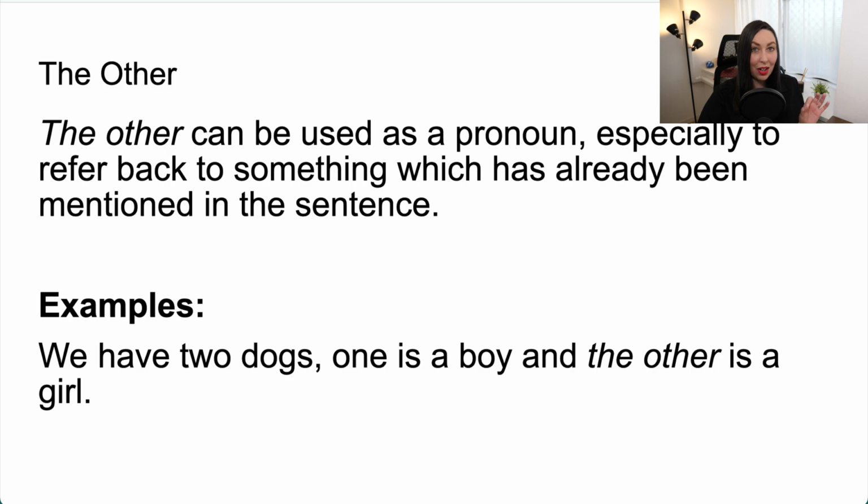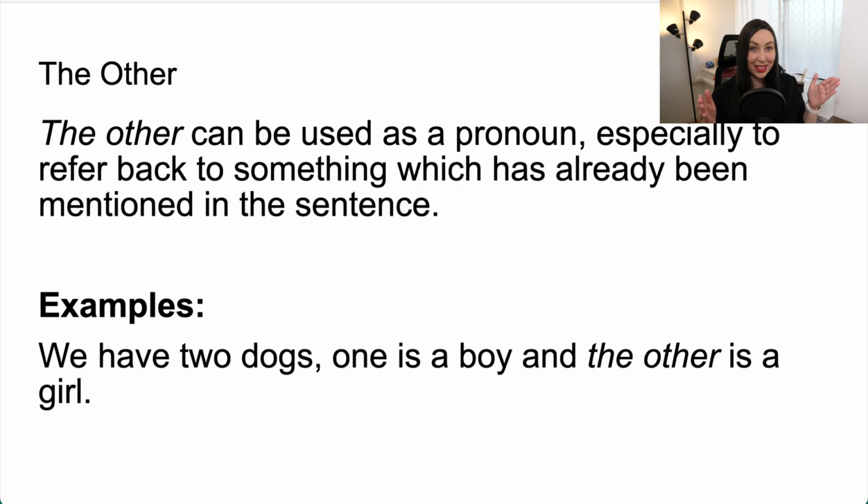The other can also be used as a pronoun. So we use this especially to refer back to something which has already been said before in the sentence. Okay? So once we know something and we want to refer back to it, we tend to use the other as a pronoun. So here in the example, we have 2 dogs.